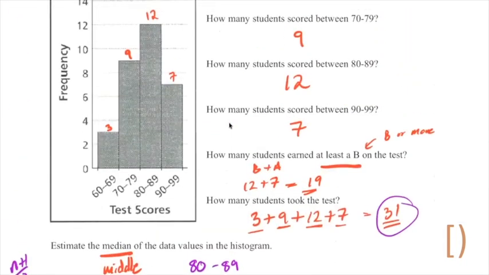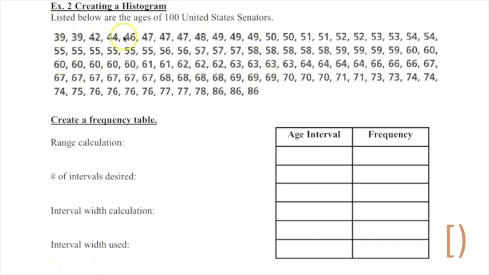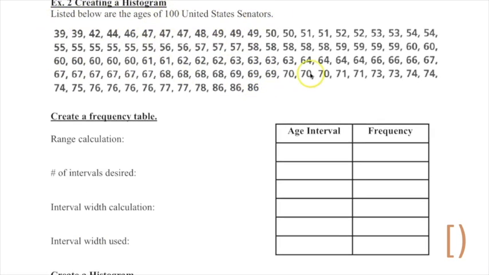Okay, how do we create a histogram? That one was reading a histogram. How do we make one? To make one, we have to count the data. So here's our data. Now it is in order for us, thank goodness. Here's a list of the ages of 100 U.S. senators. So that's going to be our data. It's a list of 100 U.S. senators, and a lot of them are old.